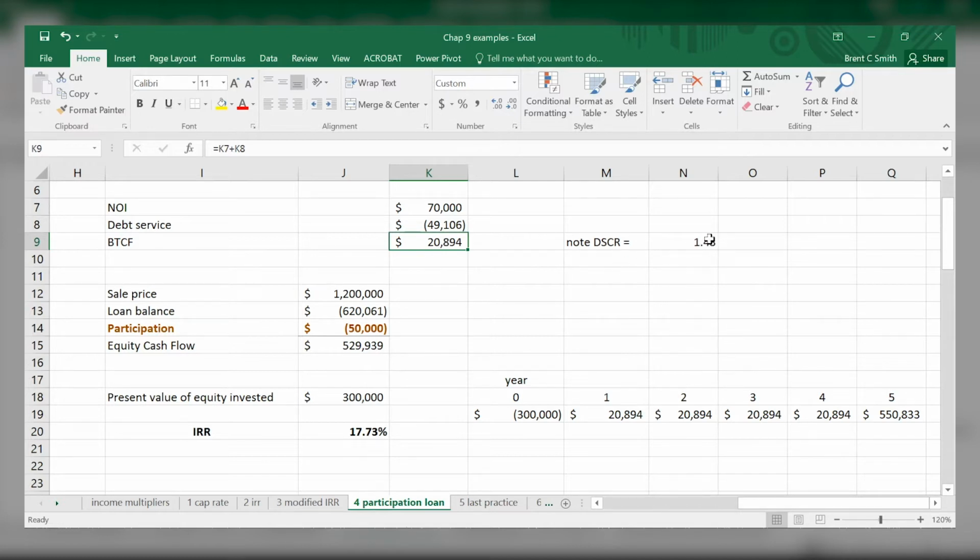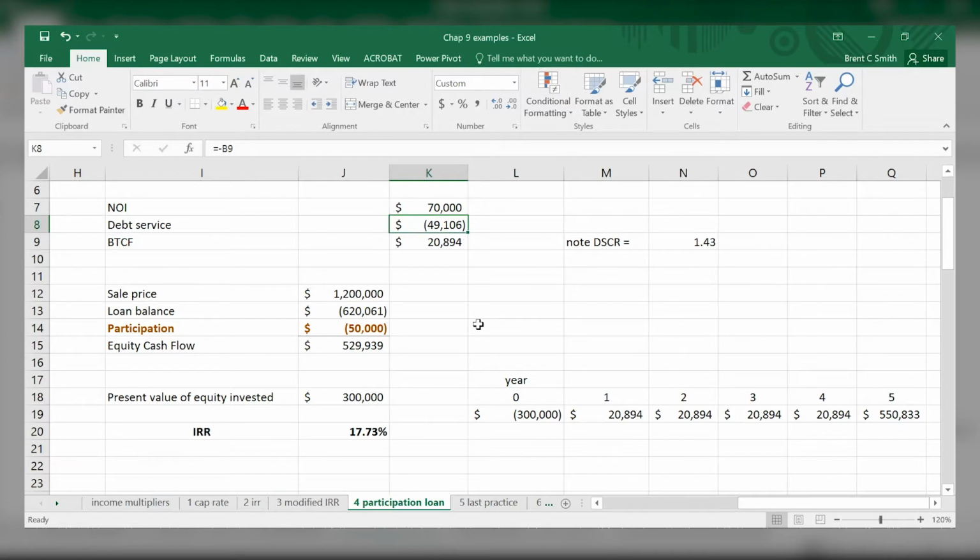By the way, note, by virtue of that reduction in the interest rate, our debt service coverage ratio goes up to 1.43. And of course, from a financial institution standpoint, that starts to make a lot more sense. There's a lot more coverage in this $70,000 when it's responsible for debt service of just over $49,000 rather than the $59,000.